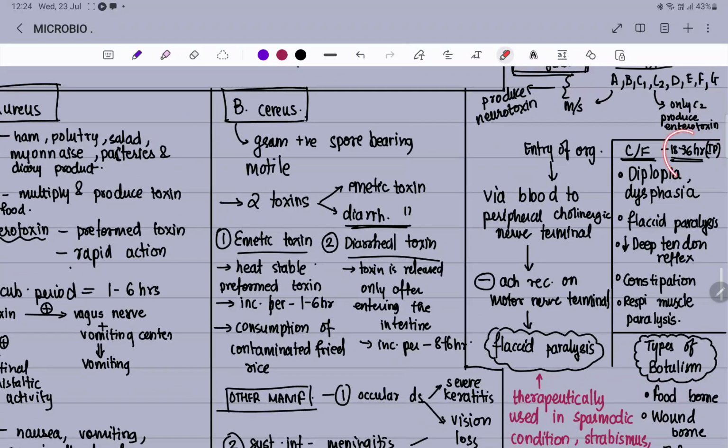The clinical features: the incubation period is 18 to 36 hours. There will be clinical features like diplopia and dysphagia. There will be flaccid paralysis, decreased tendon reflex, constipation, and respiratory muscle paralysis, which is very severe and can lead to death. Out of these, flaccid paralysis is the most important one.